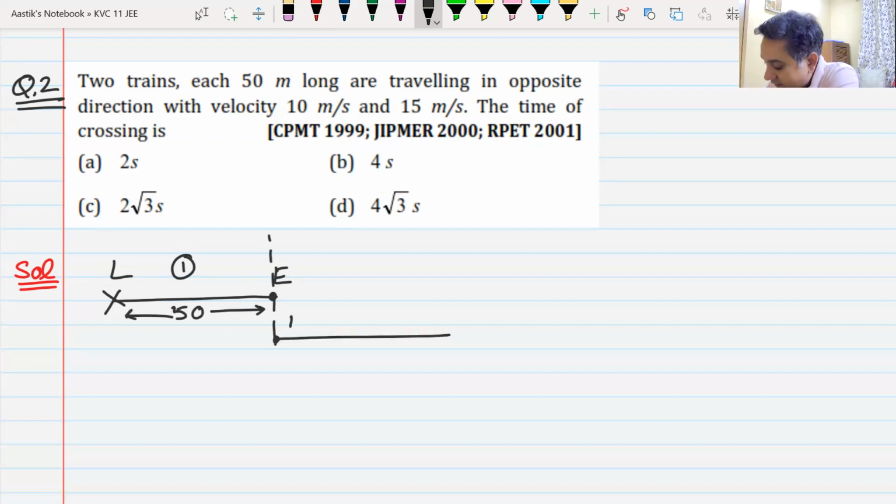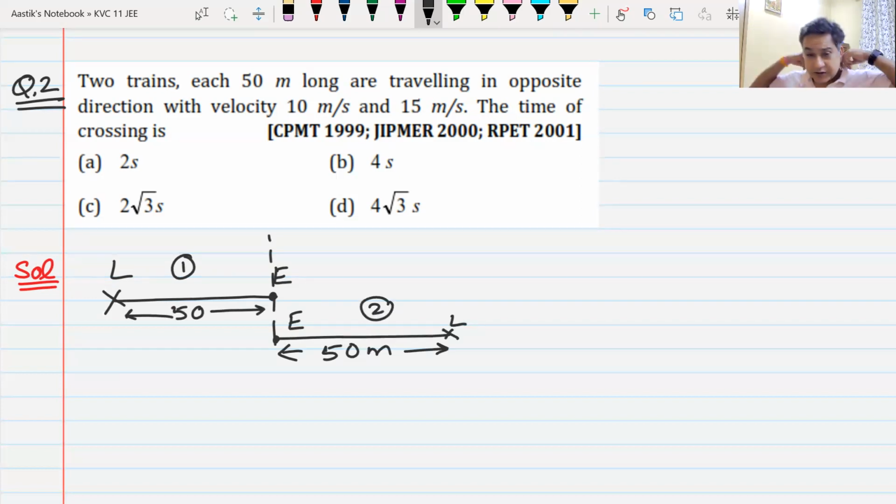The other train would be like this. The engine would be here. The tail light would be here. And this is also 50 meters. Now, the best way to solve this question would be in terms of relative motion. We become one of the trains and we see the other train. So what I'm going to do is I'm going to become train number 2.